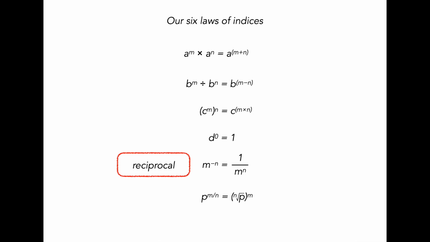So now we've established our 6 laws of indices. The first 4 we read out earlier, and the last 2, number 5, a negative power is the reciprocal of the positive power. And number 6, where we have an index in the form of a fraction, the denominator of the fraction is the root of the number or letter, and the numerator is the power to which we raise the answer.